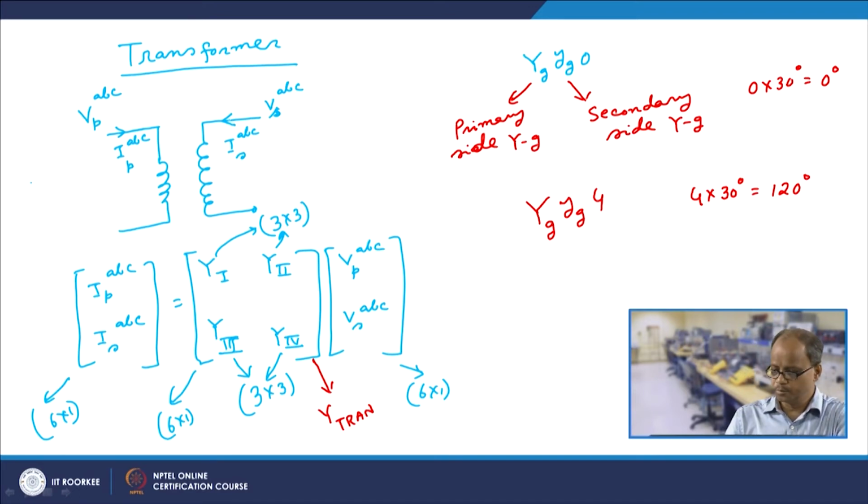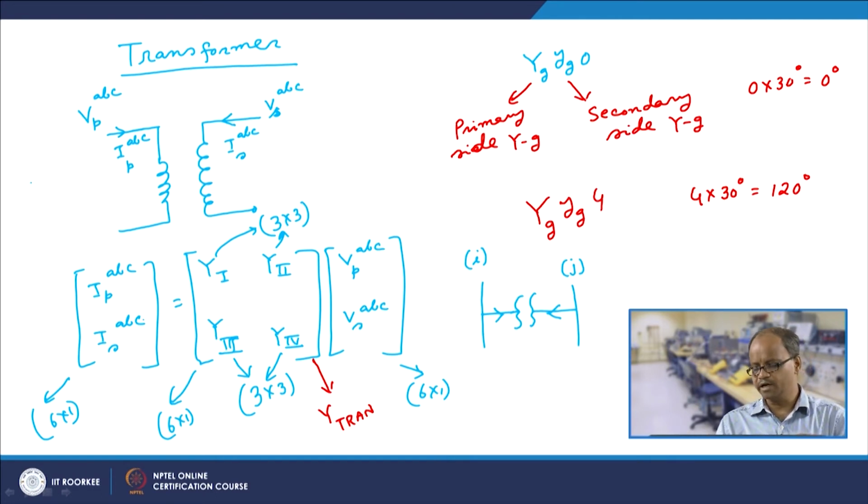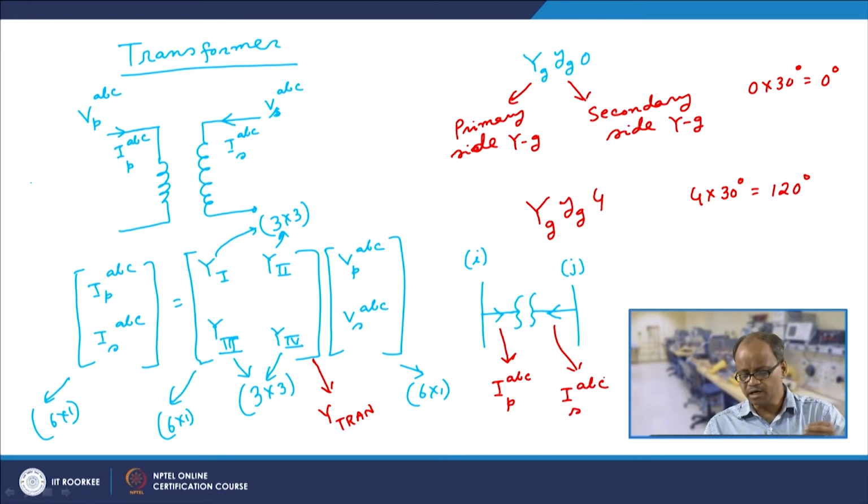Because if we remember what we said, we have a bus I and J, and then we have a transformer, and we said that this current is IPABC and this current is ISABC. So at both the sides, current is entering into the transformer, for this transformer model.